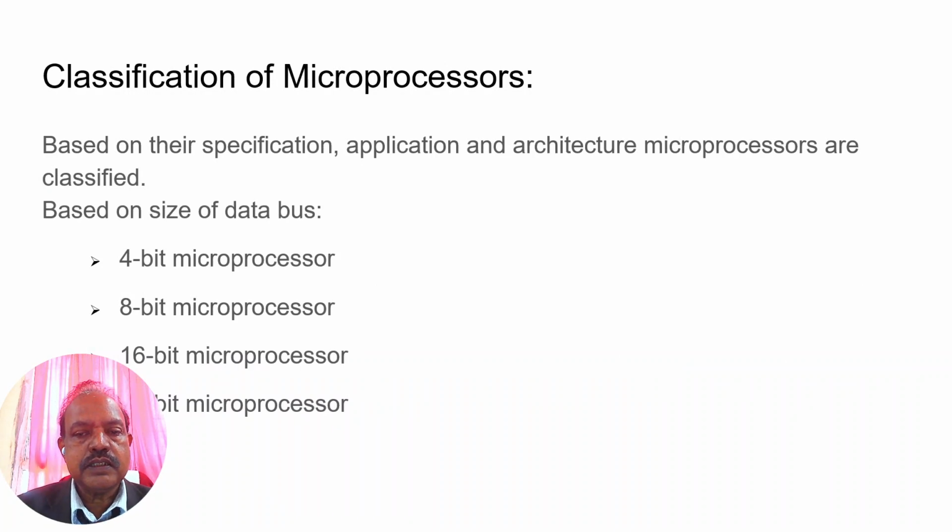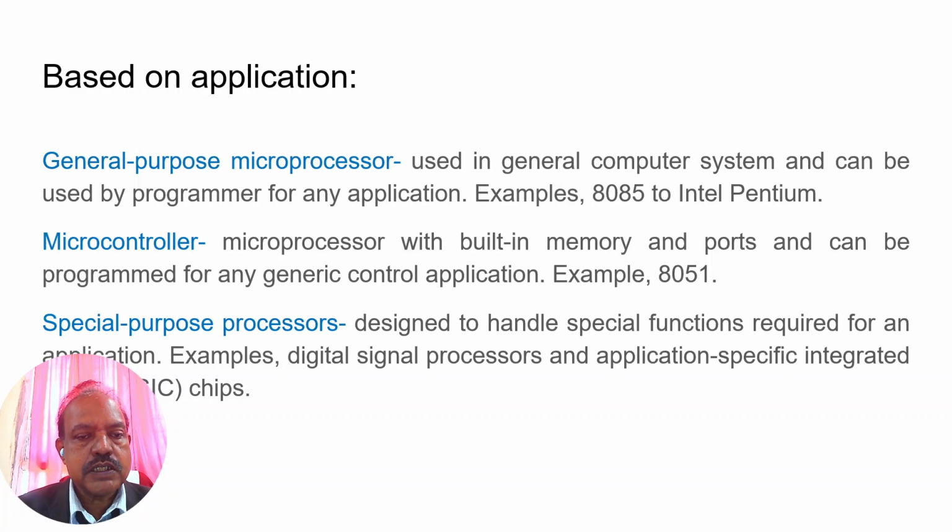Now, we can classify microprocessors based on the size of the data bus. Suppose the data bus is 4 bit, we say it is a 4-bit microprocessor. Similarly, 8-bit, 16-bit, and 32-bit microprocessors. Based on application also we can divide them. We can call one a general purpose microprocessor, for example 8085 and Intel Pentium. It is used in general computing systems and can be used by the programmer for any application.